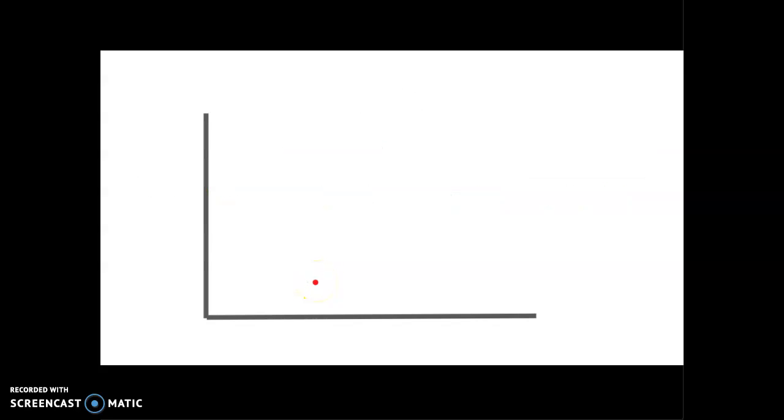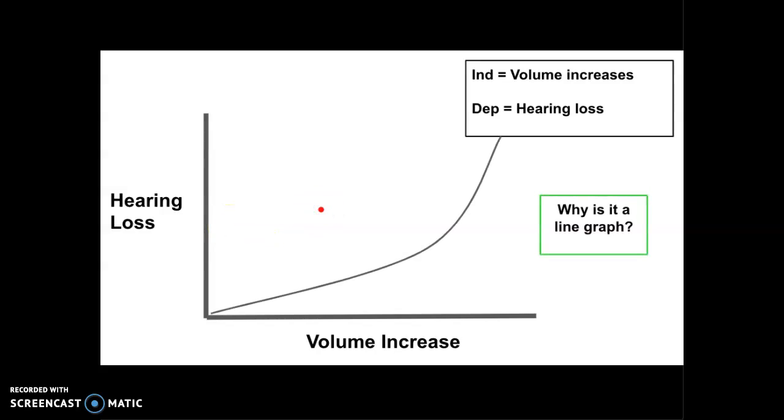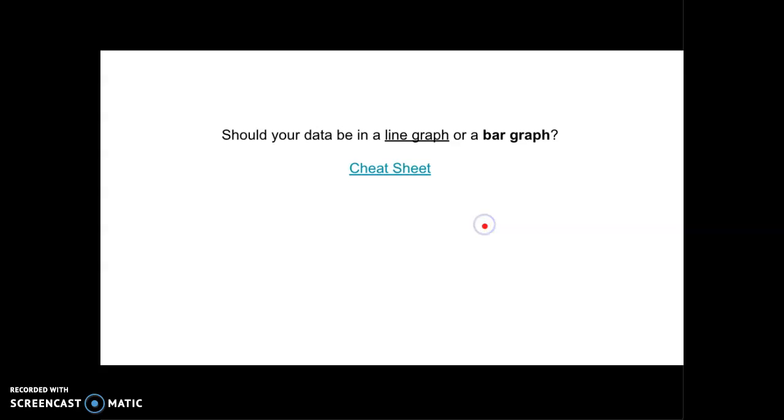Let's look at our graph. So if my independent is volume increases, where does that go? On the bottom. My dependent is hearing loss. That goes to the side. It is going to be a line graph. Why is it a line graph and not a bar graph? How do we tell the difference between line and bar? Let's say you have your own data to sort through and make a graph. How are you going to decide if it's a line graph or a bar graph?